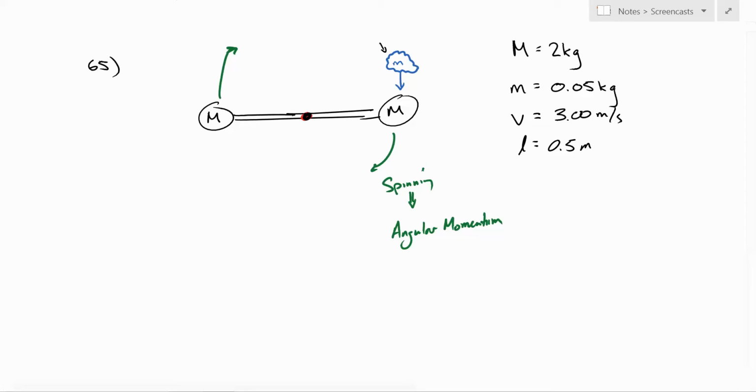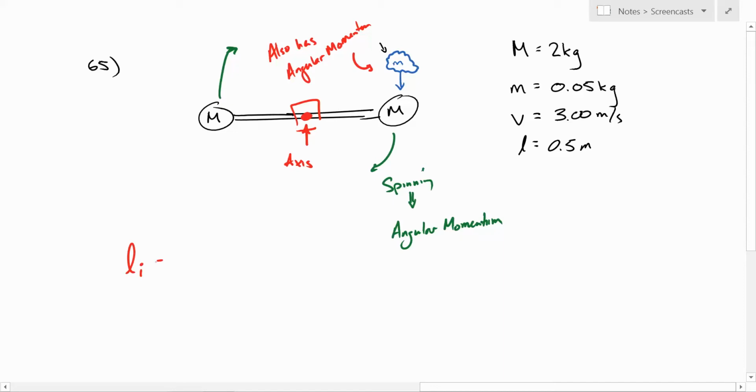However, the weird thing is that this putty also has angular momentum. We're going to measure it about this axis. So this means that our initial angular momentum, right before it strikes, is going to be RMV sine theta. We're going to take theta to basically be 90, so this is 1. And so there's our initial angular momentum. Our final angular momentum, then, will be I omega.